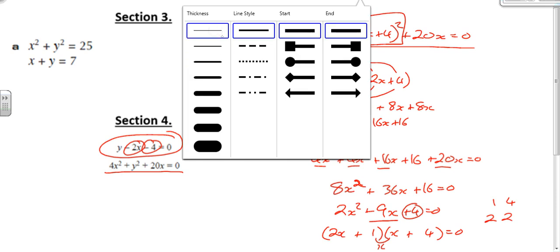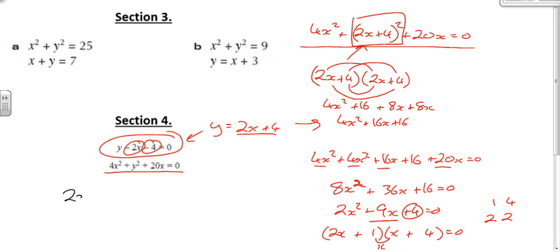So if you take the first bracket, you've got 2x plus 1 equals 0. So take away 1, you've got 2x equals minus 1. X equals minus 1 over 2. For the next one, we've got x plus 4 equals 0. So x equals minus 4.